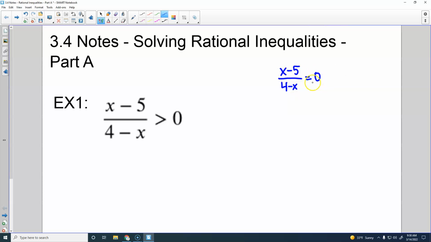So if we have an equation like this, the denominator really doesn't matter that much because we could multiply through by that denominator, 4 minus x, and it would kind of go away. We'd just get x minus 5 equals 0, so x would equal 5. Okay, so with an equation, we can cancel the denominator. With inequalities, we cannot cancel the denominator.